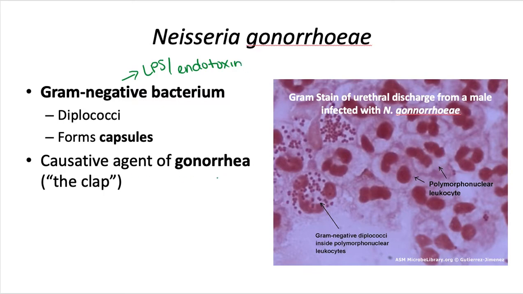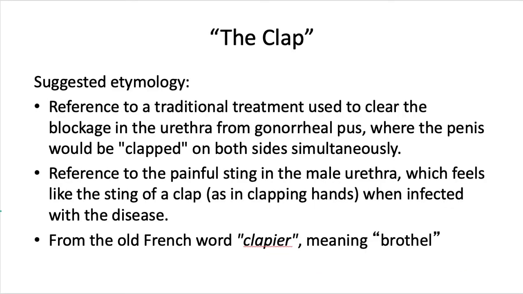And it causes gonorrhea, which is colloquially what we call the clap. If you've ever wondered why the clap is called the clap, there are several suggested etymological origins of the term. The first is a reference to a treatment that was used to clear the pus in the urethra. The urethra would get blocked with that pus, and then sometimes a book would be used to clap the penis on both sides, causing that blockage to clear.